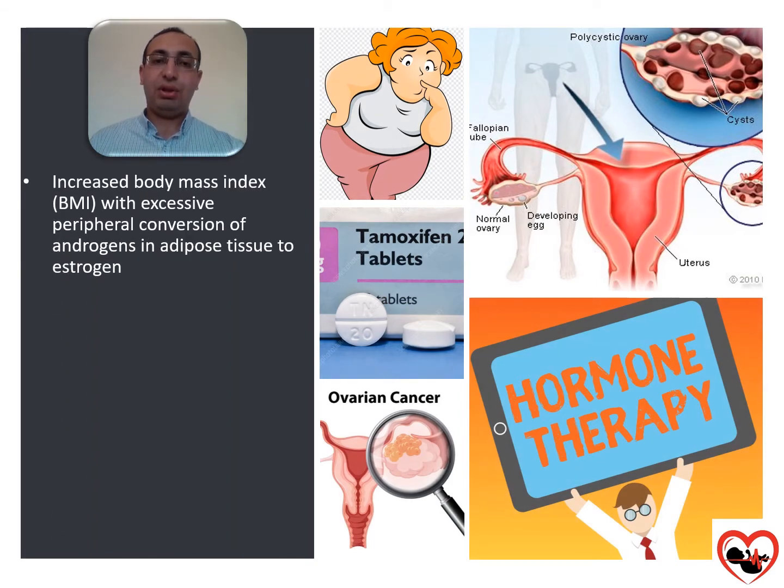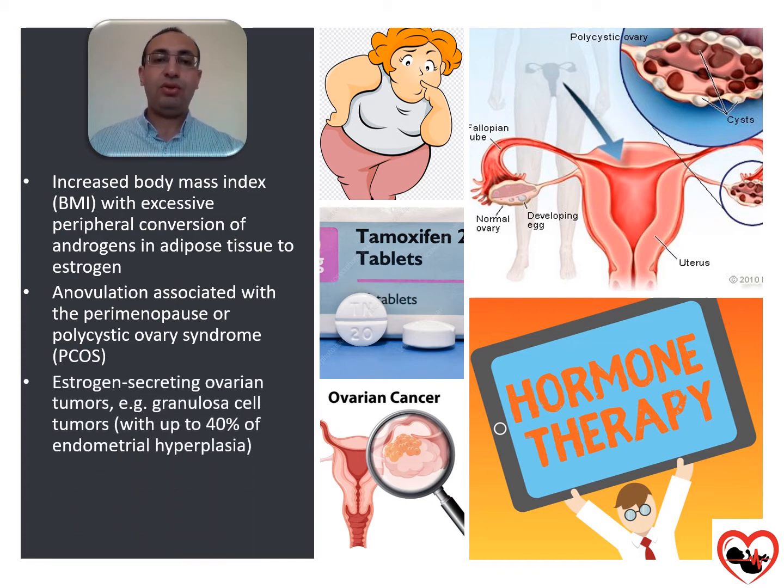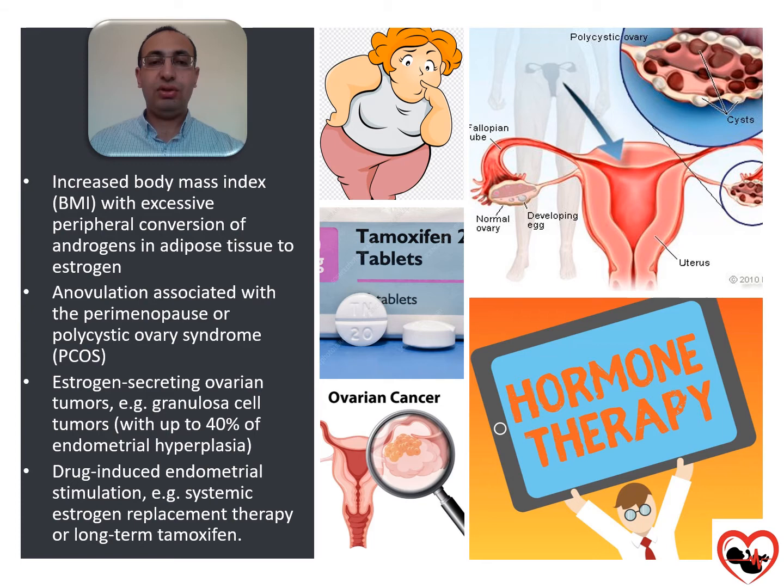Risk factors include increased body mass index with excessive peripheral conversion of androgens in adipose tissue to estrogen, anovulation associated with the perimenopause or polycystic ovary syndrome, estrogen secreting ovarian tumors such as granulosa cell tumors, drug-induced endometrial stimulation such as systemic estrogen replacement therapy or long-term tamoxifen.